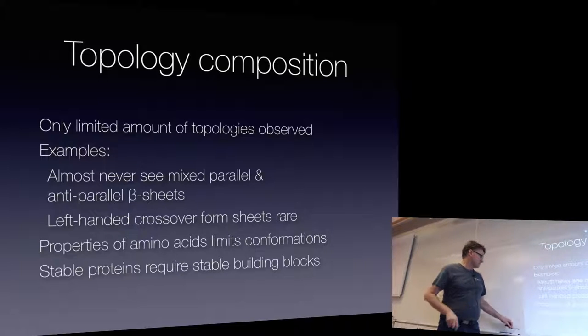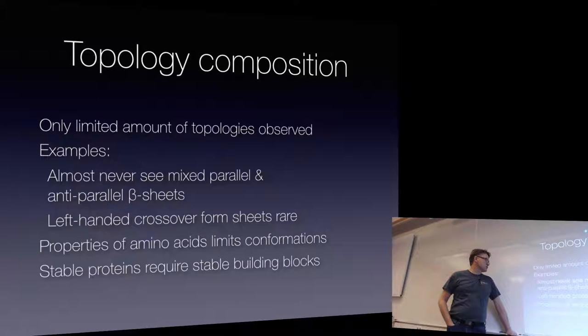The problem, or well, it's not really a problem. If you look at beta sheets, there is surprisingly little diversity in beta sheets. You virtually never see mixed parallel and anti-parallel sheets. And it has to do with the thing I said before, what would you get from that? It would be a more complicated structure, and there is no obvious gain from it.